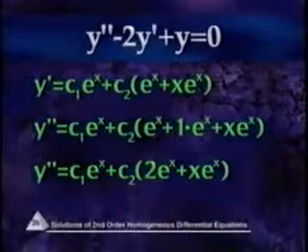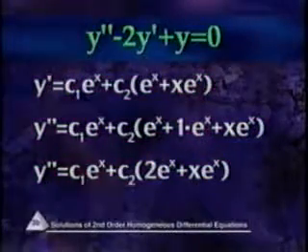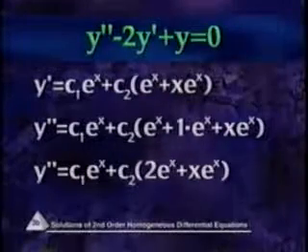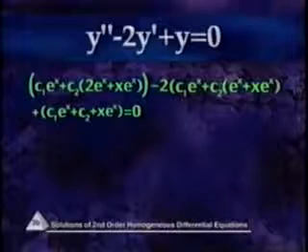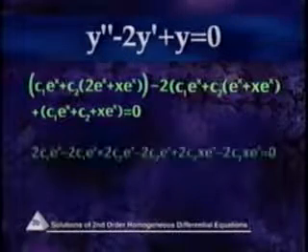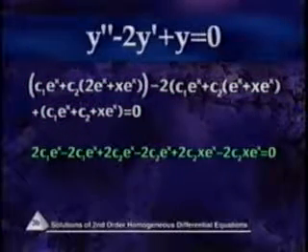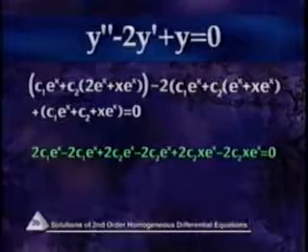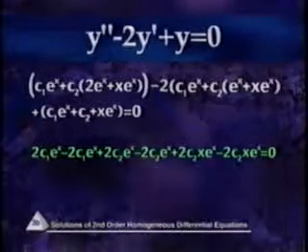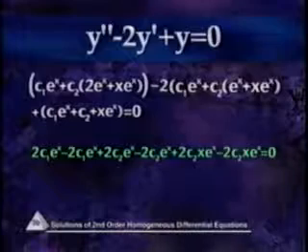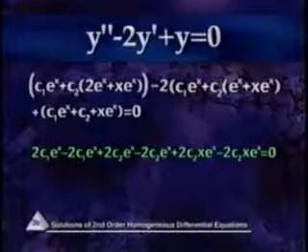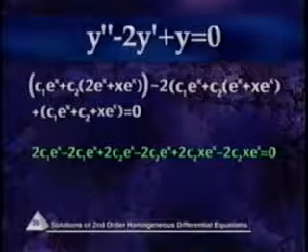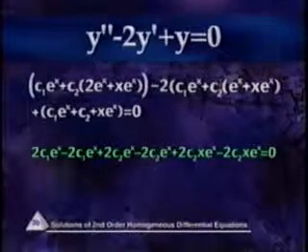Plugging these into the original differential equation, y double prime minus 2y prime plus y equals 0, we get this unbelievably long mess here. Combining like terms, we get 2c1 times e to the x minus 2c1 times e to the x plus 2c2 times e to the x minus 2c2 times e to the x plus 2c2 times x times e to the x minus 2c2 times x times e to the x equals 0.